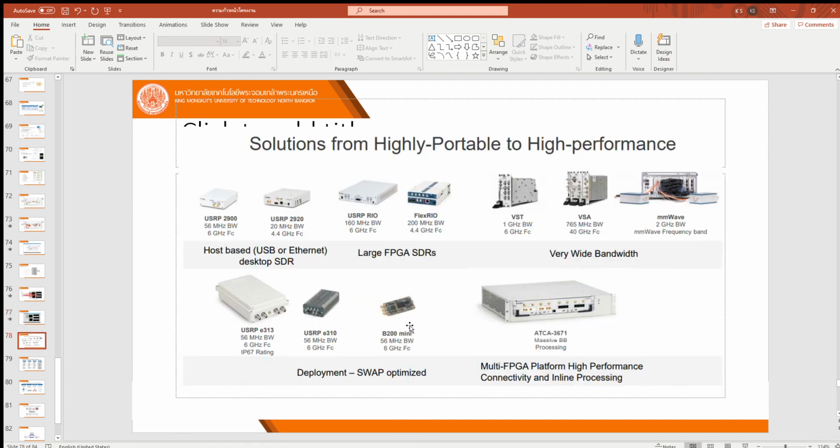And this is the SDR that we use. There are many kinds of SDR in the market. One is very expensive, called mmWave. This one is very expensive, with very wide bandwidth. But for academia or university, we can use only a desktop SDR or a large FPGA SDR. That is enough just to prove our concept. If our concept is correct, we can move on to very wide bandwidth in the future.